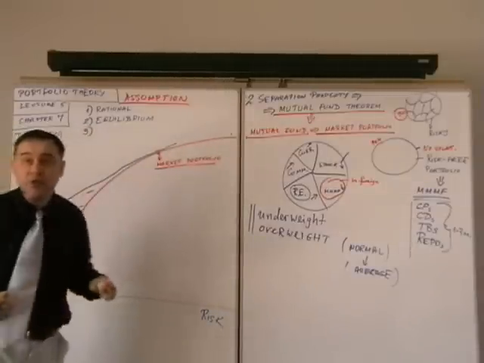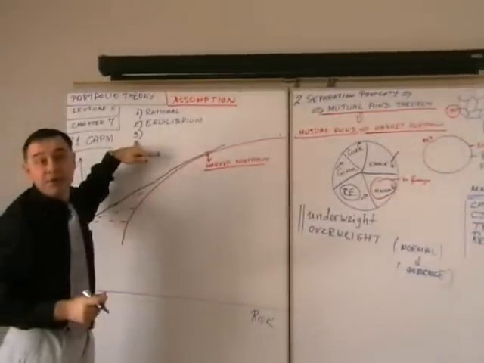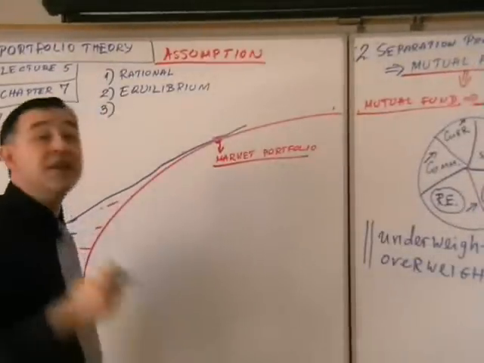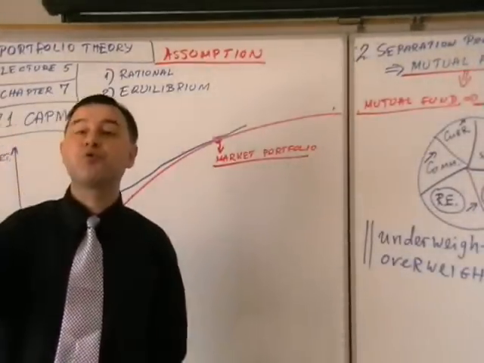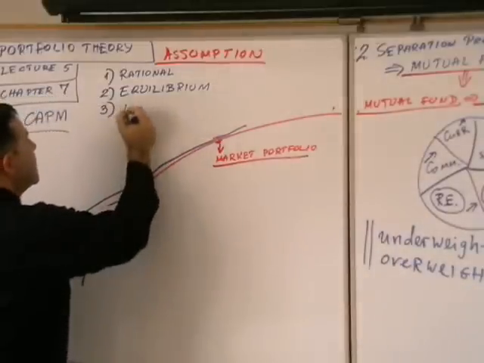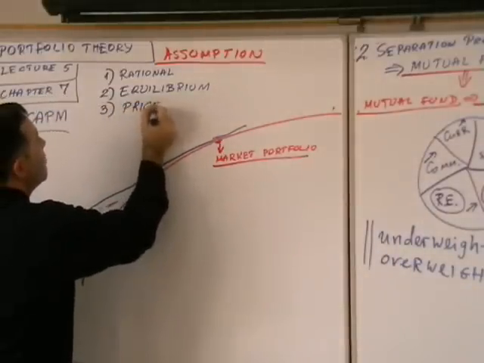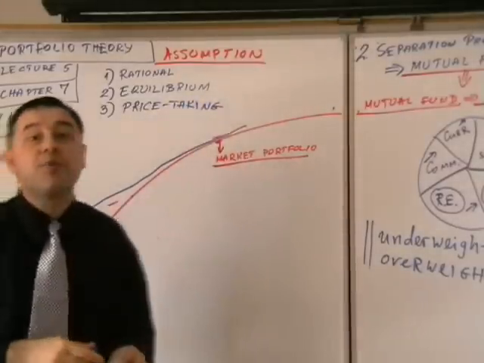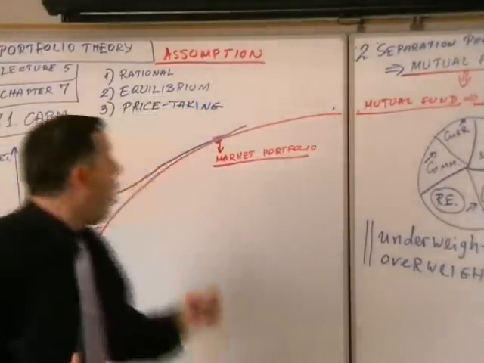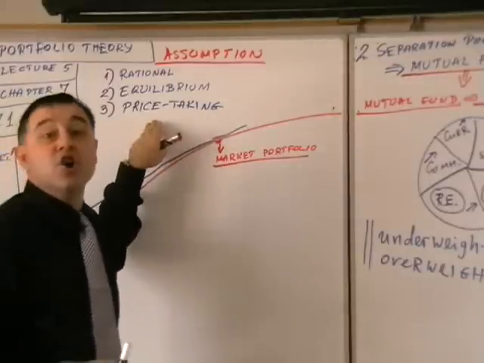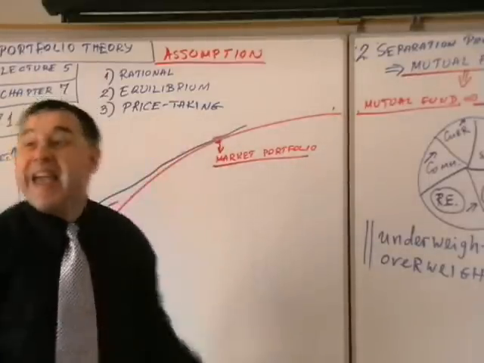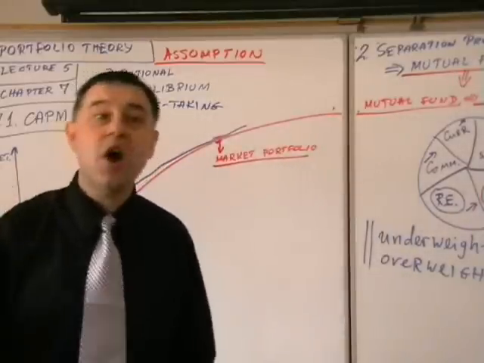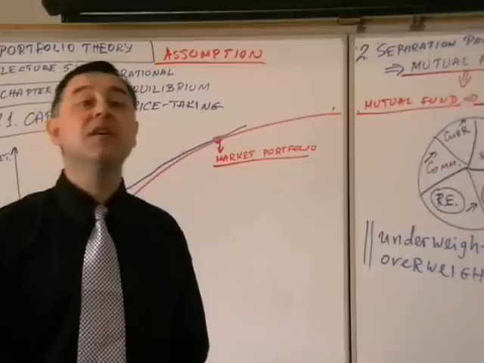The first assumption, which for me is number 3, because I've already used 2, is that investors are price takers. So the assumption is called the price taking assumption. Price taking assumption means that all investors are relatively small and their buying or selling of that particular asset does not affect the market price.